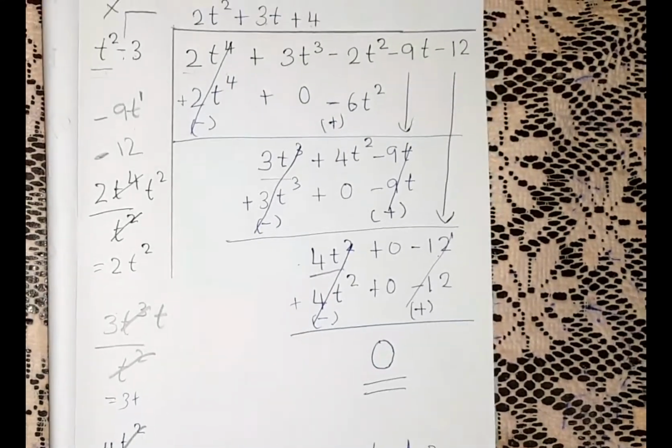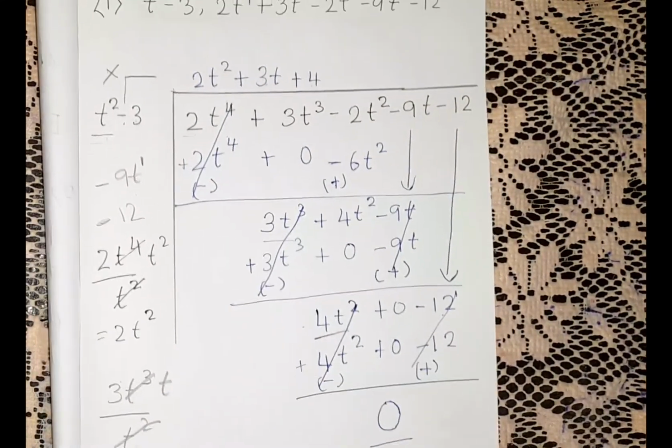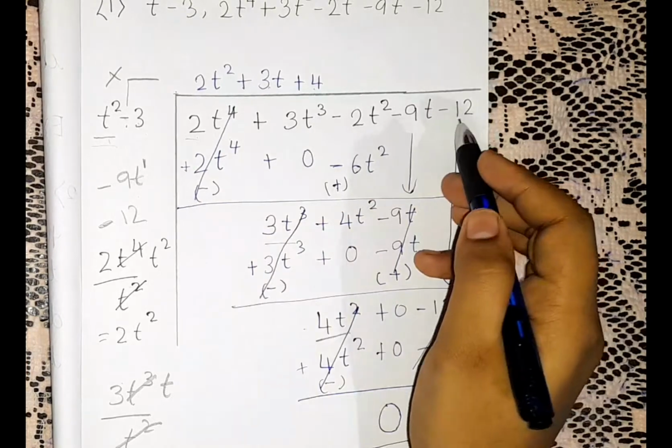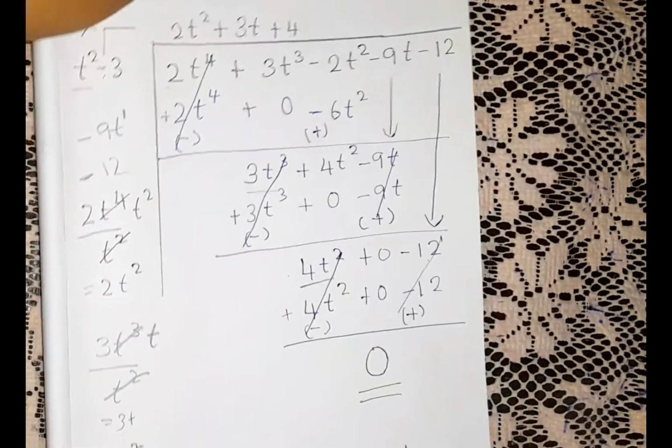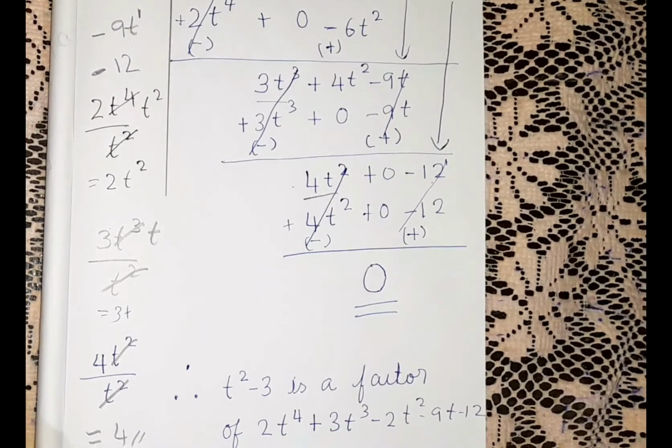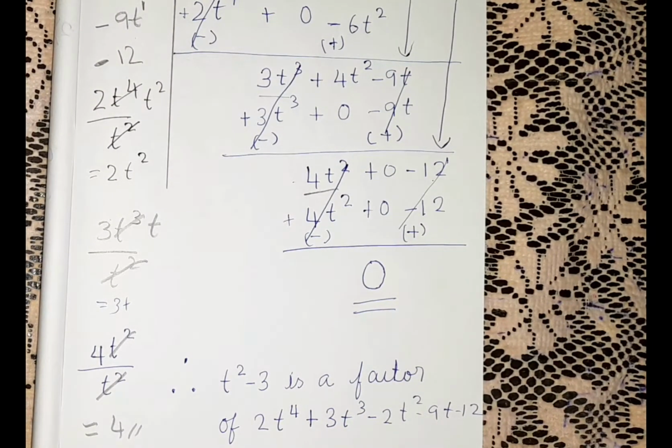So you guys might be wondering, from where did I take these values? I just took these values, what we just wrote inside, and I took the divisor, that is t square minus 3. Why? Because we are supposed to write the first polynomial and the second polynomial. Am I right? So finally we got 0. So we just got a factor, that is t square minus 3. Okay, so finally we solved it.